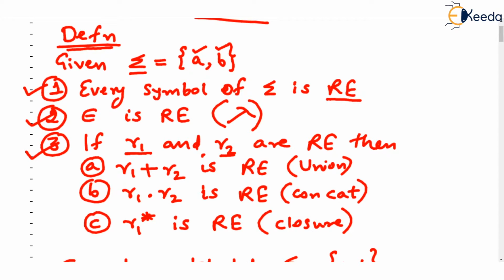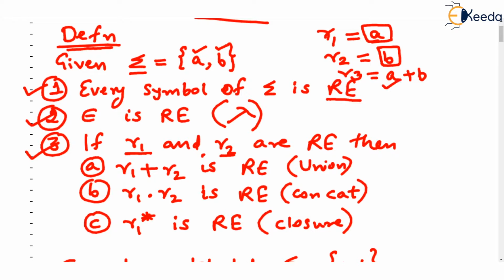What I mean is, suppose I have R1 as A. Now you know that A is a regular expression because A is a member of sigma. And if I have R2 equal to B, now you know B is also a regular expression because B is a member of sigma. Then if I say R3 is A plus B, now A itself is a regular expression, B itself is a regular expression, then A plus B is a regular expression. We say we have found the union of the two regular expressions, and the union of two regular expressions is always a new regular expression. Remember this.